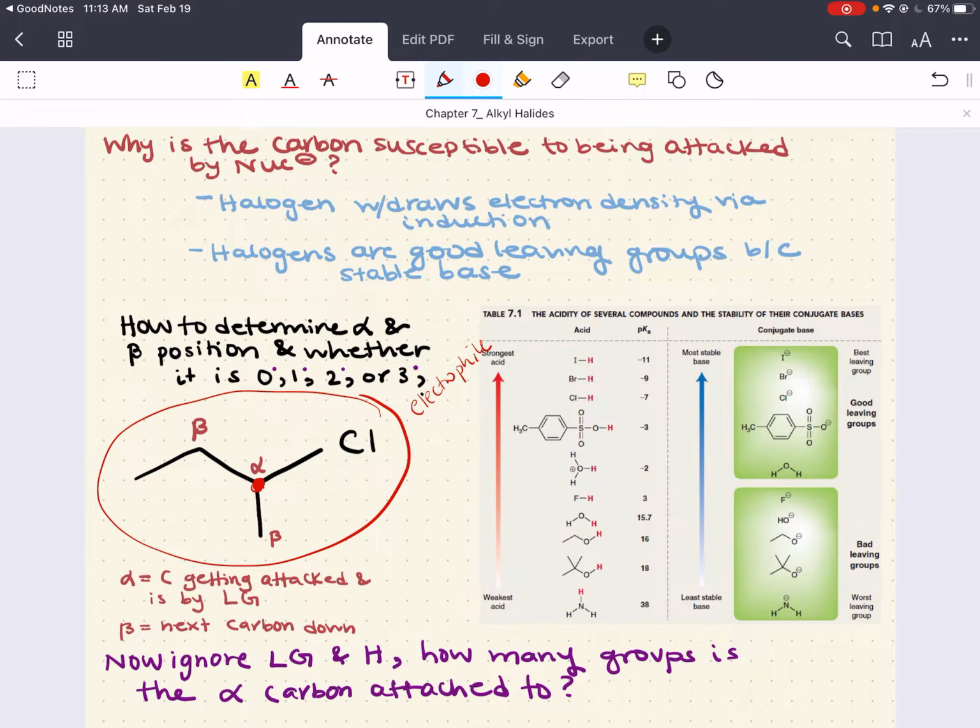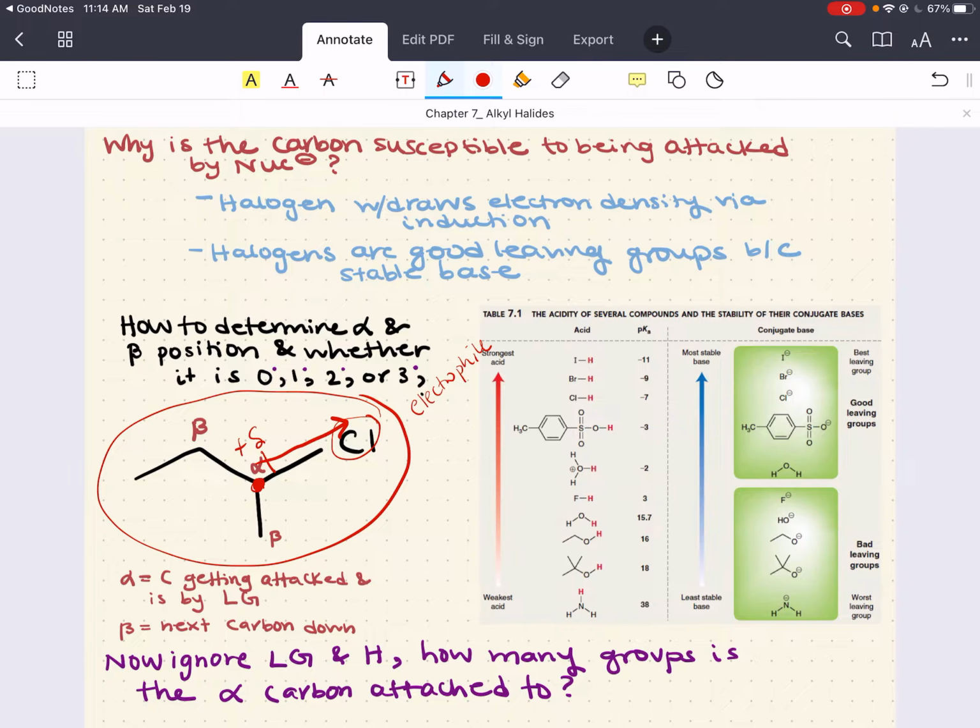Well, that's because the halogen here withdraws electron density via induction. It's more electronegative. It withdraws electron density towards it, giving this carbon a partial positive charge. And this partial positive charge makes that carbon susceptible to being attacked. In addition, halogens usually are going to act like really good leaving groups because they are stable bases.